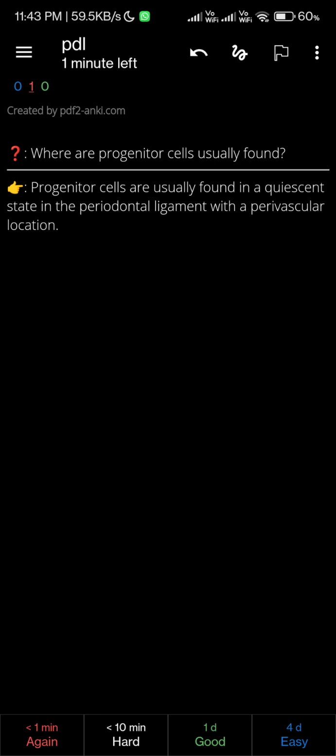So where are the progenitor cells usually found? Progenitor cells are found in the quiescent stage in the periodontal ligament with a perivascular location.